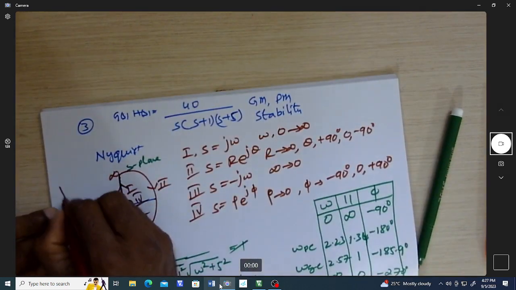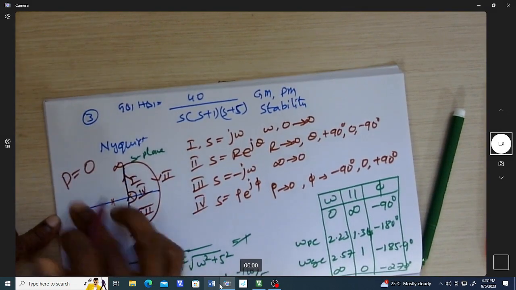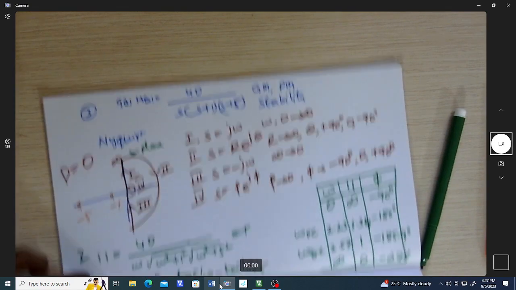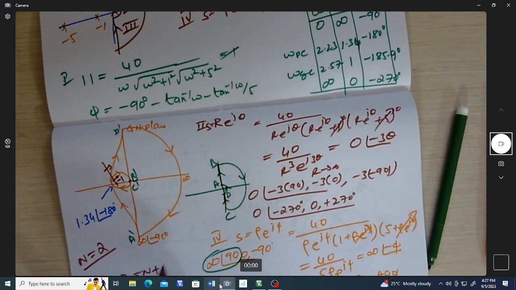And what is P here? The number of poles enclosed by this contour is actually 0. None of the poles are enclosed by this contour. So since P is 0 and N is 2, Z is equal to N plus P, which is 2 plus 0, equal to 2.